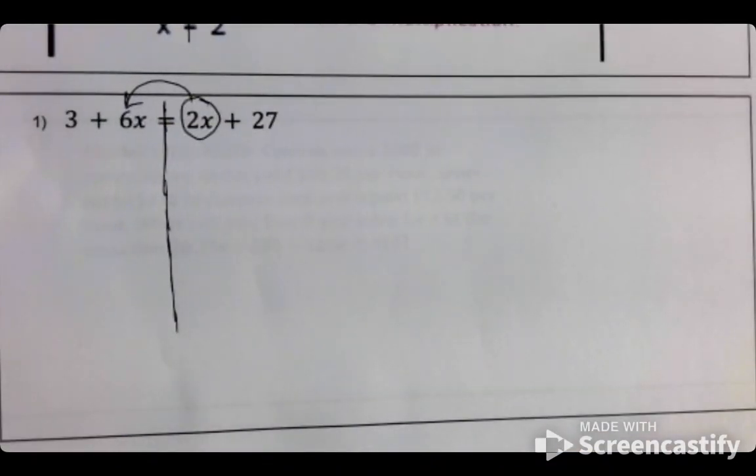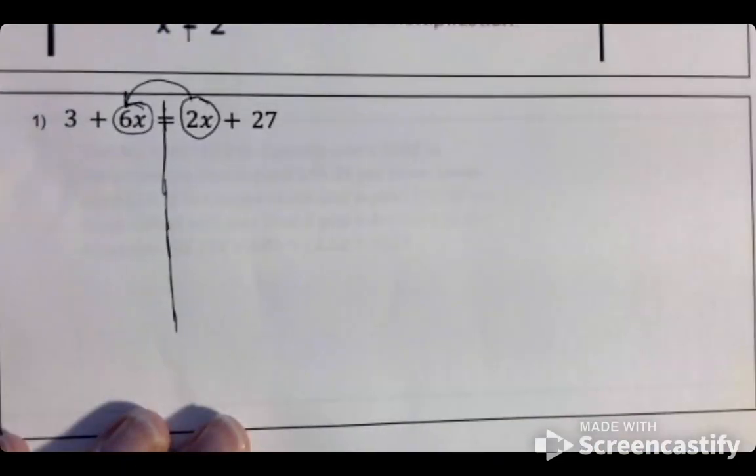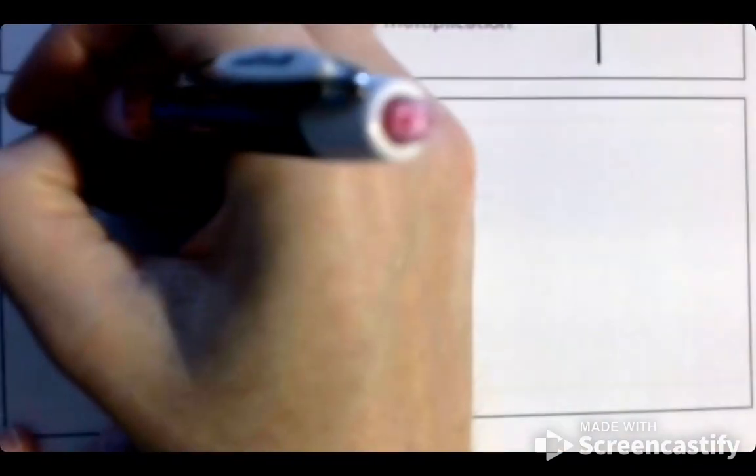And again, I want to put my x's together first, right? I want to get our variables together first. So I'm going to move that 2x over to the 6x because those two are in the same tree, right? I want them to be connected. Whereas the 27 and the 3 are in the same tree. So I'll get those together here in a moment.